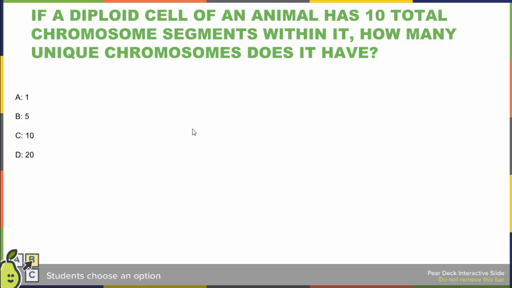This would be similar to our human cells, where we can say we have 23 unique chromosomes, but actually if we counted the number of chromosome segments in a cell, we have 46 chromosomes in each cell. 23 unique, but then we've got 2 copies of each.